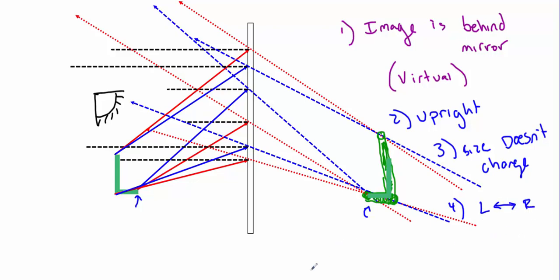And then lastly, and probably the most important aspect, is the distance the object is away from the mirror, which we call D sub O for object distance, needs to equal the distance the image is behind the mirror. So D sub I equals D sub O. That's it for plane mirrors.